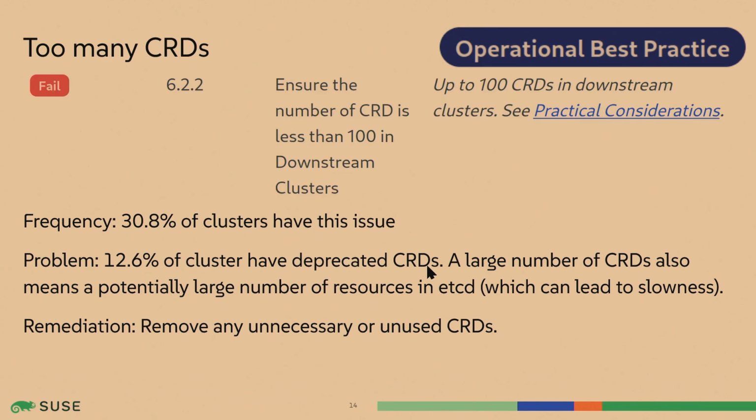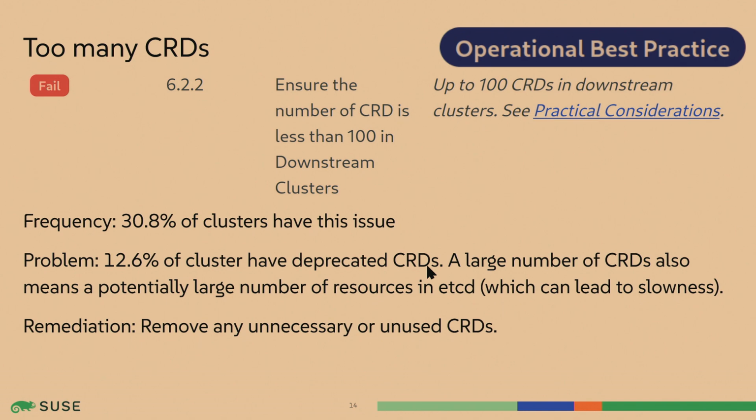The next big issue that we see is too many CRDs. We have an operational best practice where we recommend less than 100 CRDs for every downstream cluster. But we see almost a third of the clusters that we've scanned have more than 100 CRDs in downstream clusters. And out of all of the clusters we've scanned, 13% of them have deprecated CRDs. An easy way to avoid deprecated CRDs is to keep up on what CRDs you have installed in Kubernetes to make certain you're not having too many.